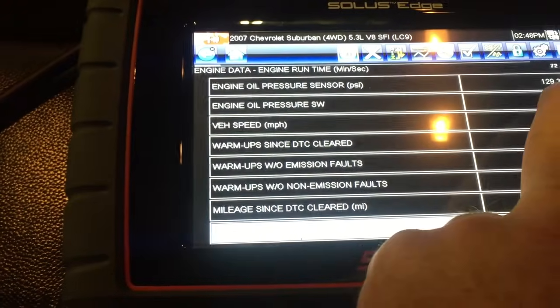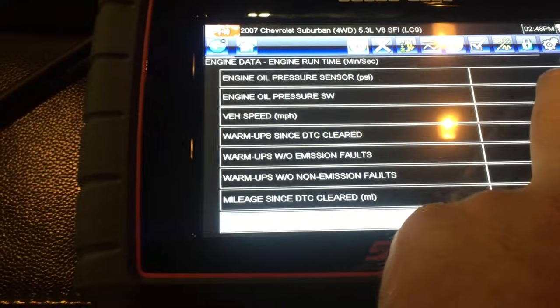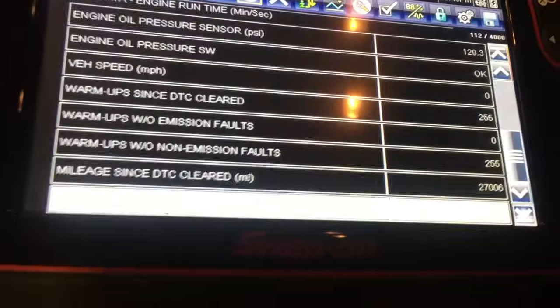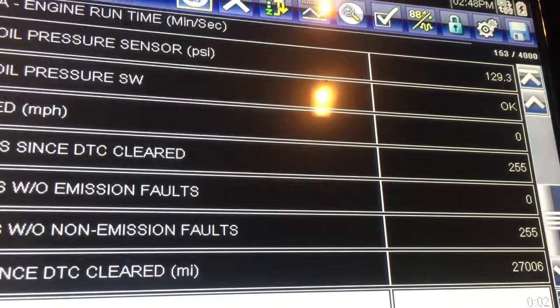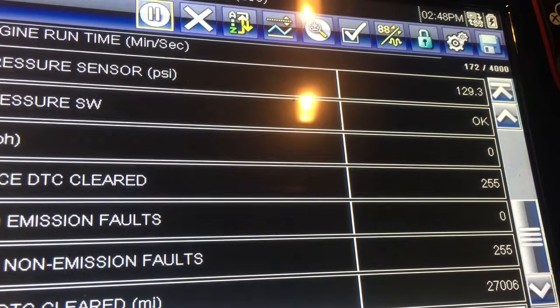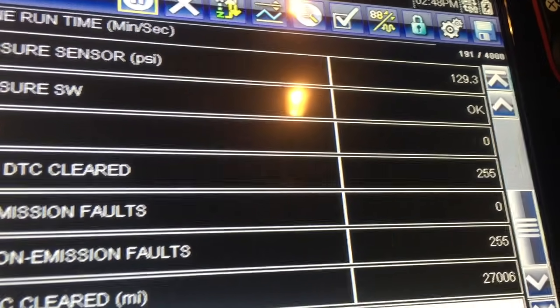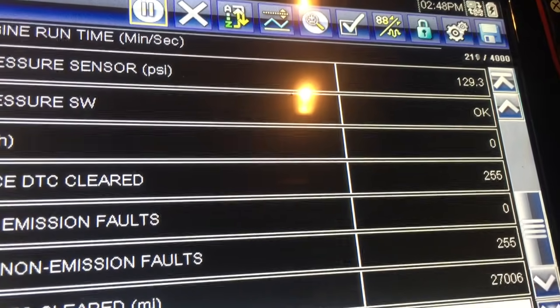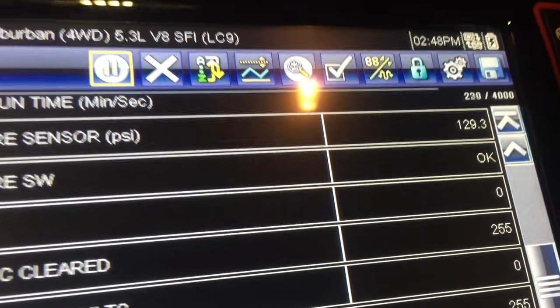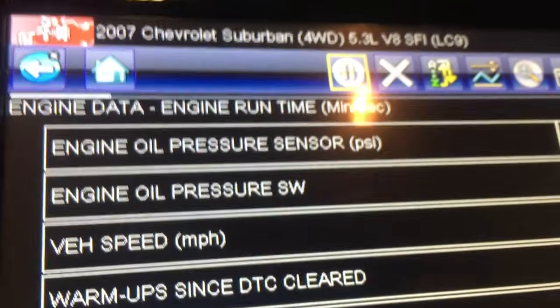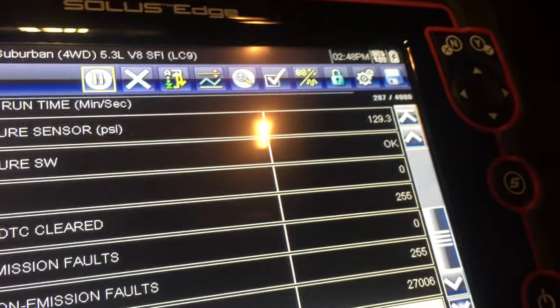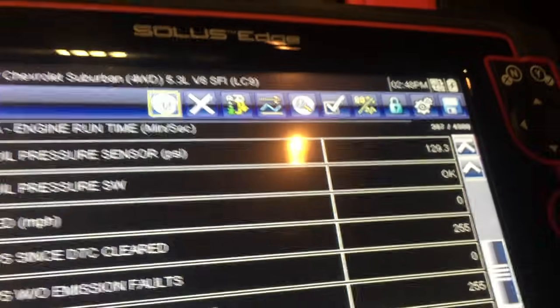and find our oil pressure, engine oil pressure switch, oil pressure sensor, PSI. We're at, start things up here. Oh wow, measuring 129 PSI, which is quite high. It's definitely an erroneous reading.